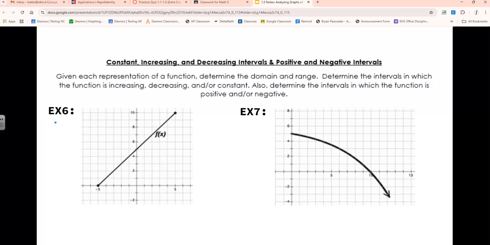So for number 6, for our domain, we got closed circles on the end. So this stops. There's no arrows on the end here. And on the left, the furthest I go right here is -5. On the right, the furthest I go is +5. It's connected all in between. So that's my domain.